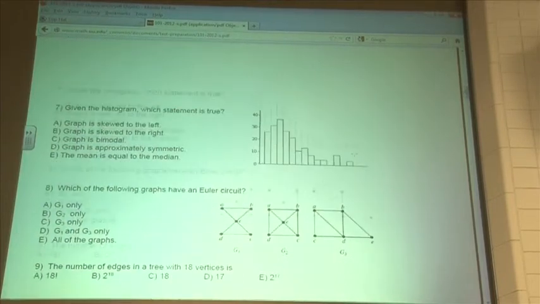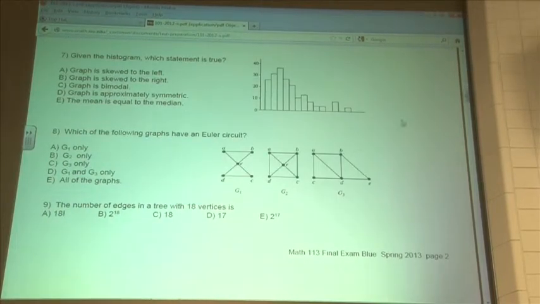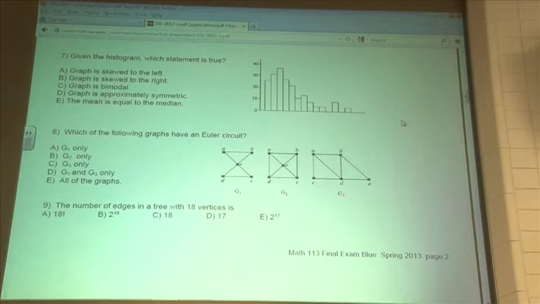All right. Given this histogram, which statement is true? Well, is it skewed to the left? Does that mean that you have a lot of outliers on the left side? Okay, remember, this one is weird. When you're talking about skewed left or right, it's opposite of what you originally think. Well, the outliers aren't on the far left. All the outliers are more towards the right. That means that this is more than likely skewed right.